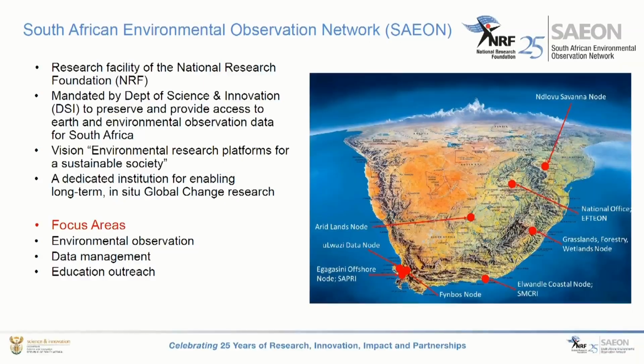The one is the Arid Lands node, we've got the Fynbos node, we've got the Grasslands, Forests and Wetlands node, and the Ndlovu Savannah node. Those are our terrestrial-based nodes, and then we've got 2 offshore nodes, the Egagasini offshore node and also the Elwandle coastal node that is based here in PE. And then there's us, the data node, which is the Ulwazi data node.